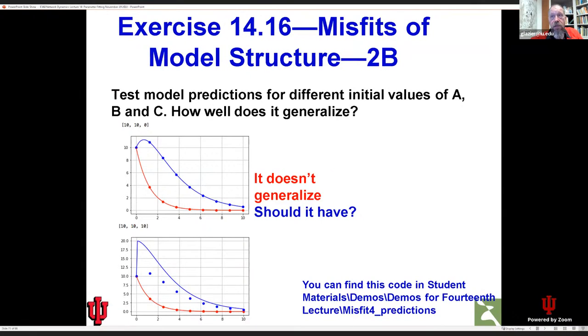In this case, the fit is so good that you would have no reason to expect that there was anything wrong. If I look at that top figure, my blue line and my red line go through my target points exactly. There's no error. And yet if I now change my initial conditions, I get something that doesn't work. That's a very frightening result. And so I think if nothing else, I'd like to leave you today with a healthy skepticism for the generalizability of models.